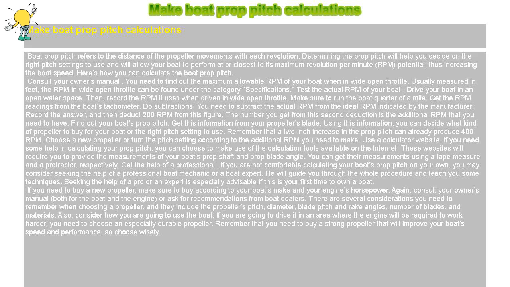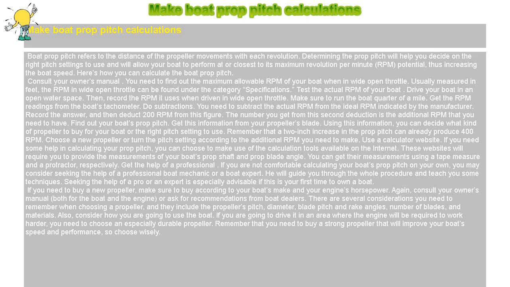Find out your boat's prop pitch. Get this information from your propeller's blade. Using this information, you can decide what kind of propeller to buy for your boat or the right pitch setting to use. Remember that a 2-inch increase in the prop pitch can already produce 400 RPM. Choose a new propeller or turn the pitch setting according to the additional RPM you need to make.